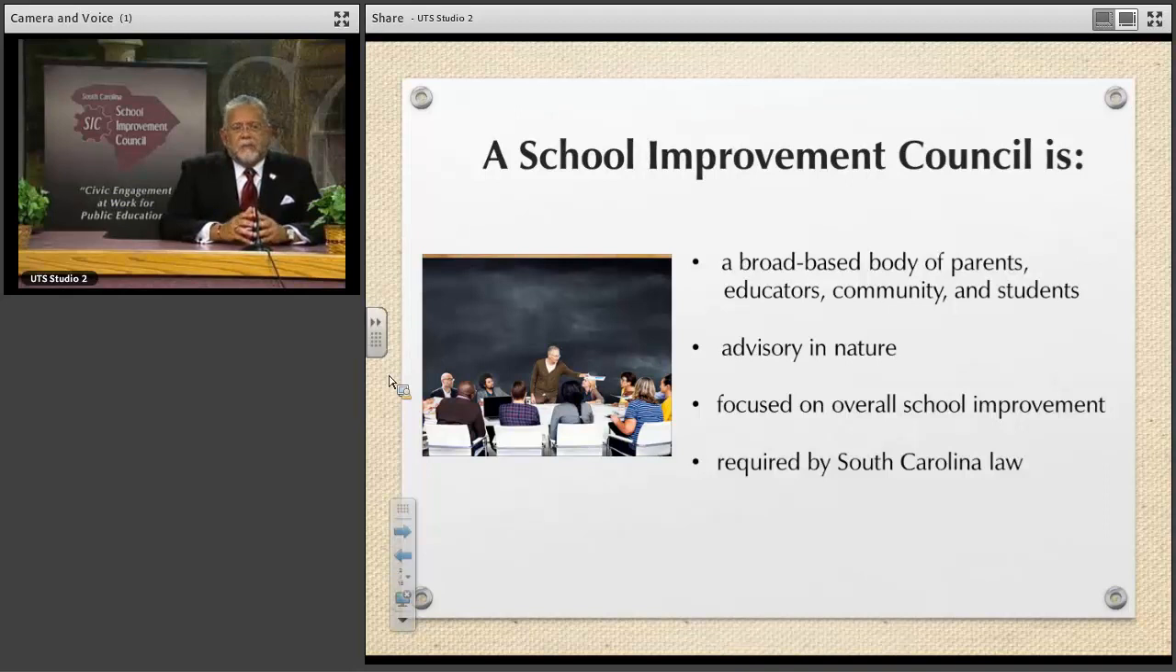SIC members don't have the power to run their school. That's the principal's job. What SIC members do have, however, is an opportunity to influence school decision-making through their input and feedback. SICs are focused on school improvements that will impact student achievement, and they participate in the development of the school's 5-year improvement plan, implement plan activities and programs, and monitor and report on progress toward school improvement goals. Finally, SICs are unique from other school organizations such as a PTA or PTO in that they're required by law. Every K-12 public school in South Carolina must convene a school improvement council.